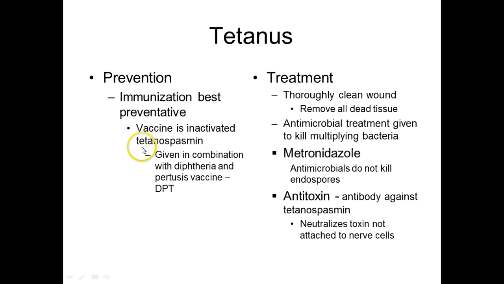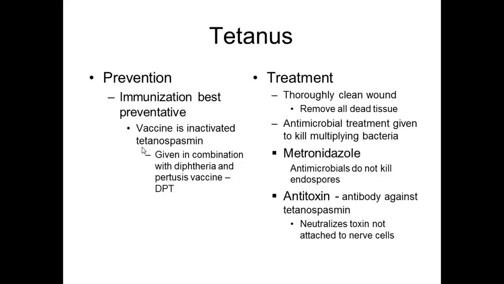How do we prevent it? Of course, vaccination. And as I said, it's actually the toxin they give you in a weakened form. This is also usually one of those vaccines they give in combination. They give it with diphtheria toxin and a vaccine against pertussis, two that we're going to talk about later when we get to the systems of the body that they infect.